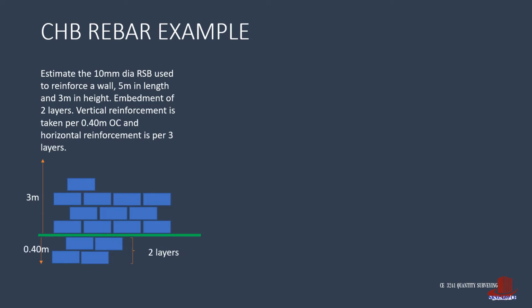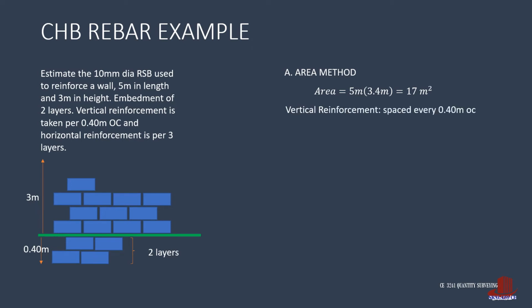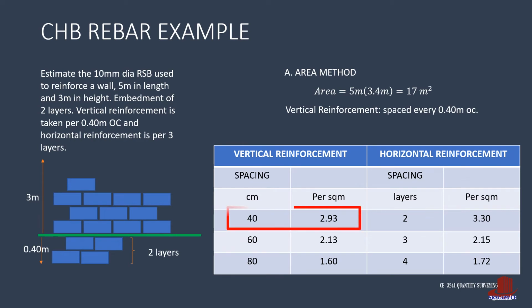Let's estimate the rebars first using the area method. The area of the wall is computed as 5 meters by 3.4 meters, including the 2 layers of embedment, and that results to 17 square meters. With the vertical reinforcement spaced every 0.4 meters on centers, the table shows a factor of 2.93, thus the total length of bars needed for vertical reinforcement is 17 square meters by 2.93, and that is 49.81 meters.